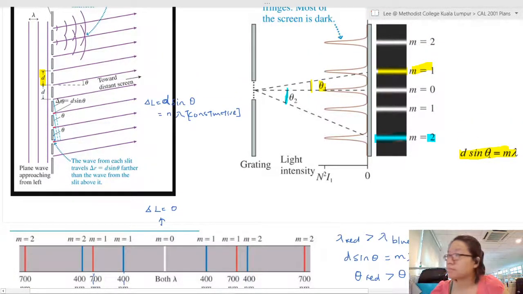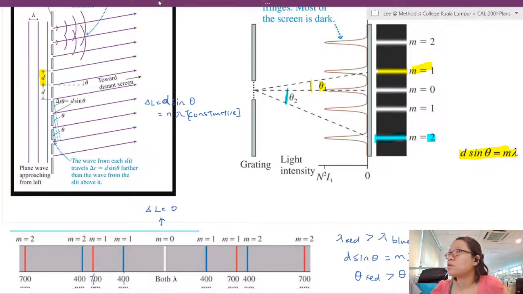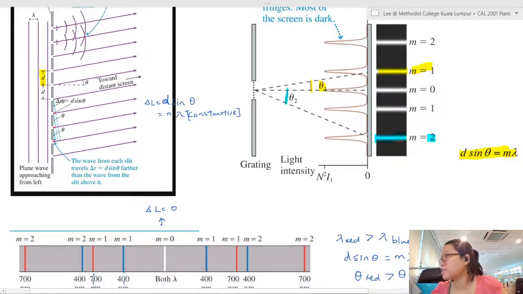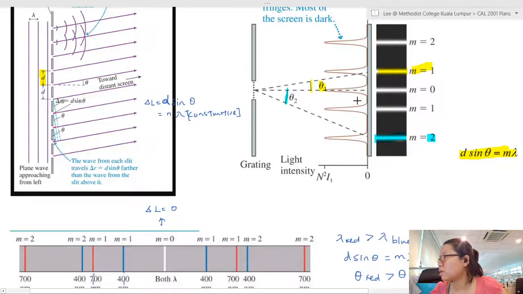Very seldom, but I think there's only one past year question who did this to you. Sometimes they will ask you to find this line. Let me draw. They ask you to find this distance, the distance of the second order line. We call these lines second order line. So let's say this is y, the distance of this line to the center bright fringe. So you see you have theta 2.